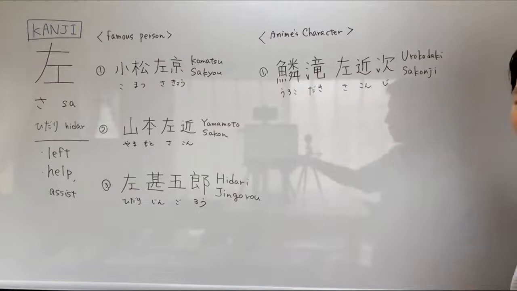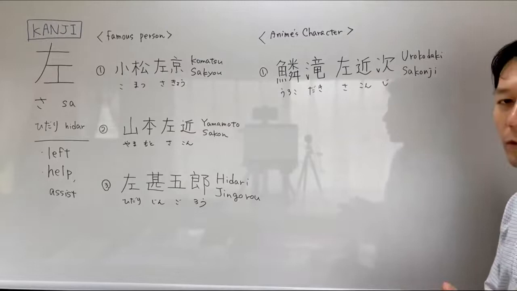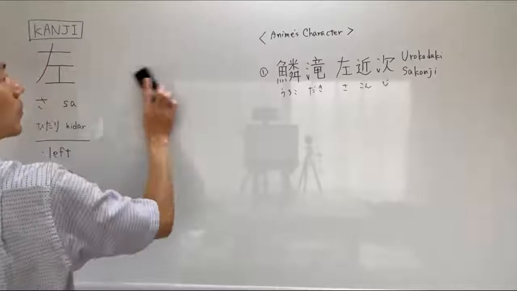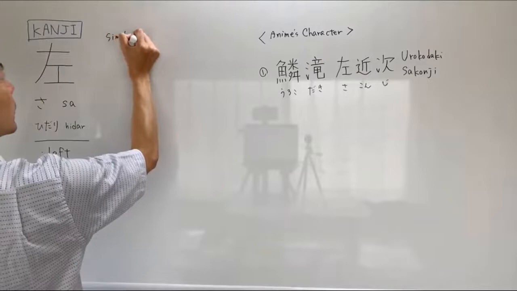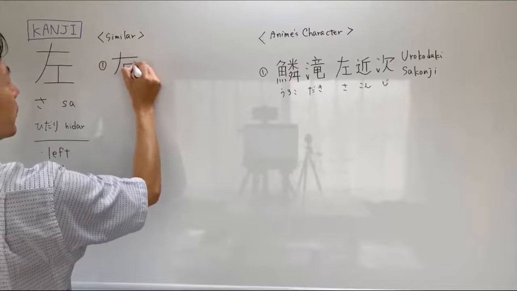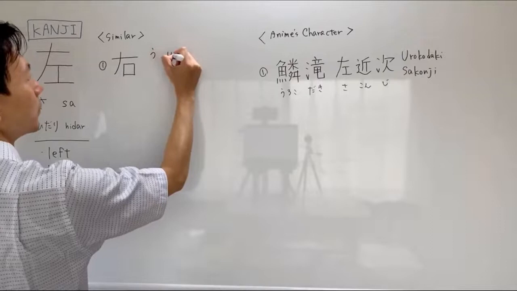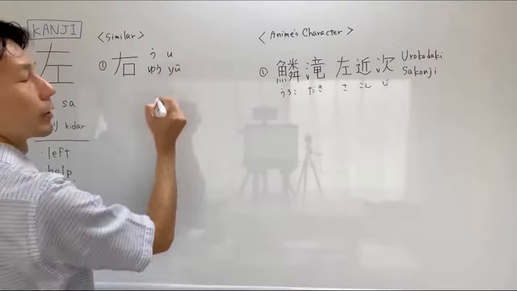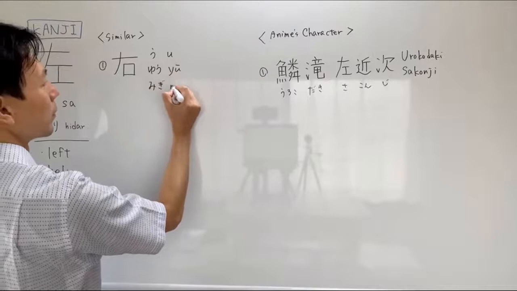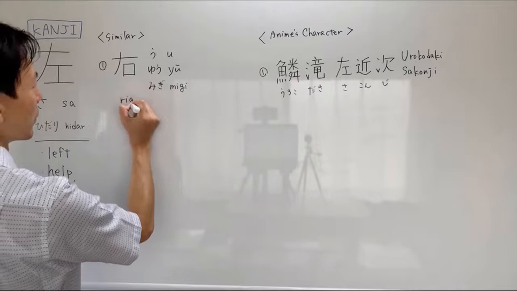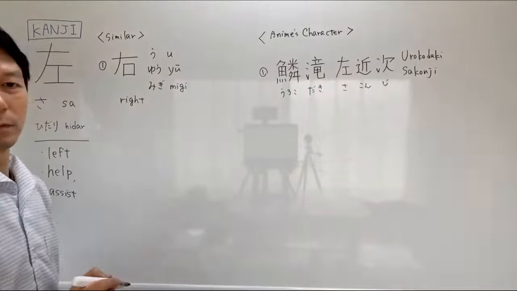And next, here are some kanji that are similar to hidari. I will introduce one character. This kanji's reading is u, and migi. Migi, u, and it means right. Right direction.